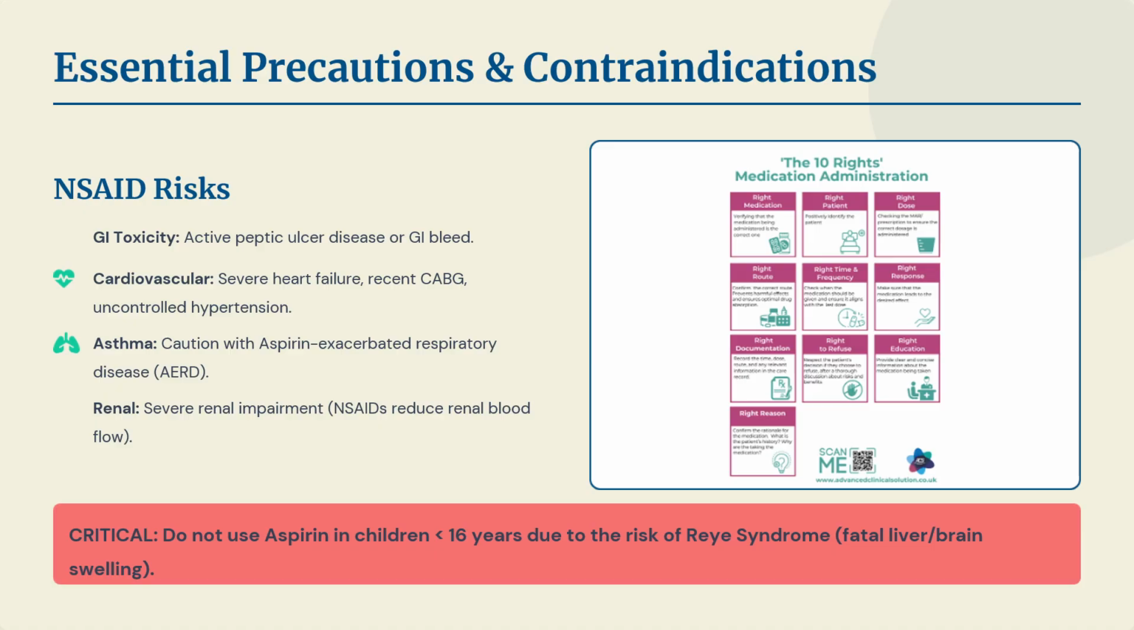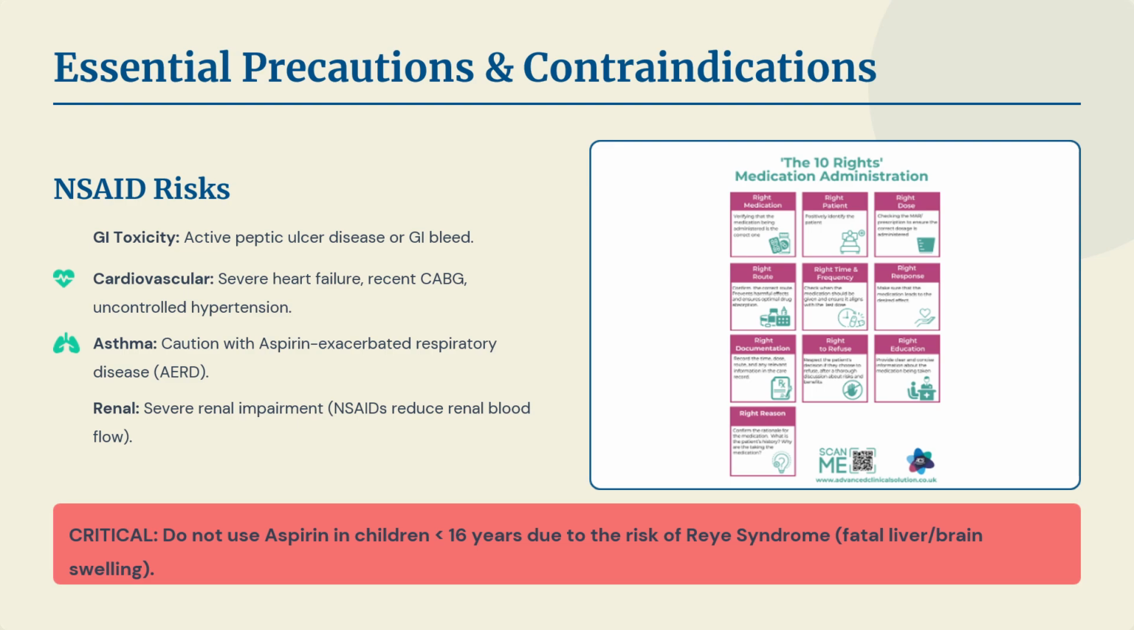Coming to the NSAID risks: gastrointestinal toxicity, cardiovascular issues, asthma, and renal. So do not give aspirin in patients who have peptic ulcers because it might induce gastrointestinal bleeding. A patient who has severe heart failure, please do not advise that, and uncontrolled hypertension as well.